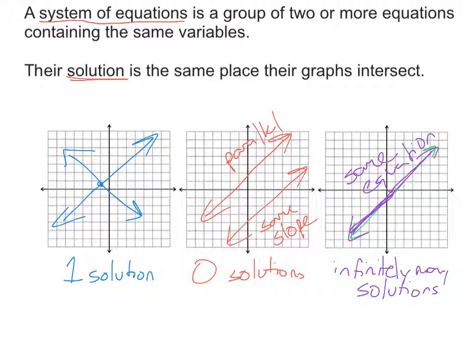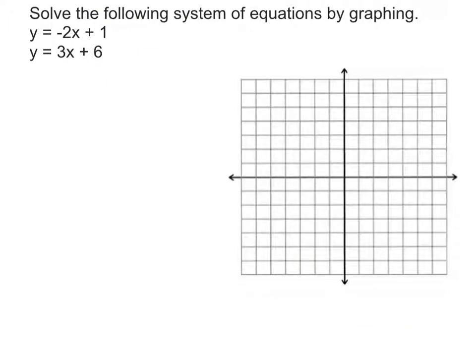Okay, so let's go ahead and actually solve one. Here's a system of equations. We have y equals negative 2x plus 1 and y equals 3x plus 6, and we want to solve this by graphing. If I look at this first equation, y equals negative 2x plus 1, my y-intercept is 1, so I'm going to start at positive 1 on the y-axis. Then I'm going to do a slope of negative 2. That's negative 2 over 1. So my rise is negative 2, so that's down 2. And I'm going to go right 1, and I can do this repeatedly.